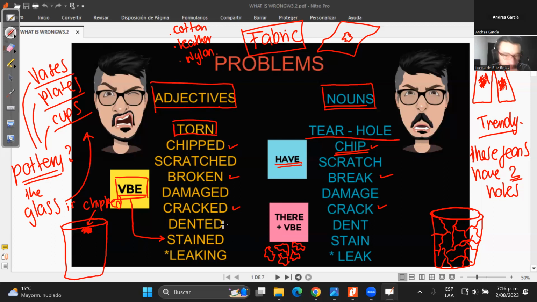Chipped, a little bit cracked, a little bit more and broken, it's completely destroyed, right? Yes, very good. Break, okay, and crack, that's it.